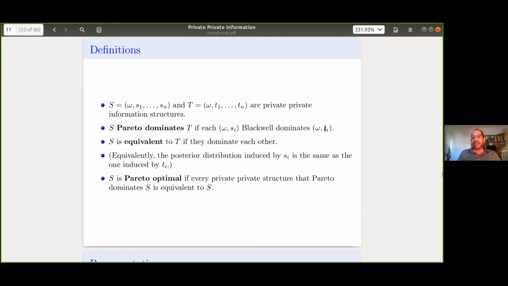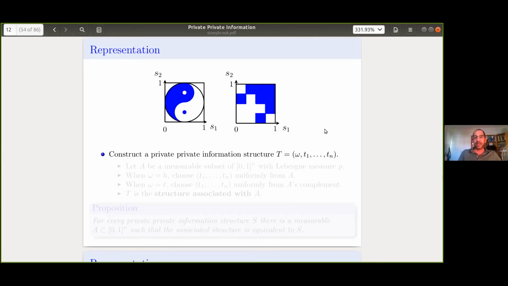And I'm going to say that S is Pareto optimal if every private information structure that Pareto dominates S is equivalent to S. So there's nothing that strictly dominates S. So this is sort of the usual notion of Pareto optimality, or the Pareto frontier, or Pareto efficiency. Okay, but the important part is that this is just from the point of view of each individual agent. You cannot make all agents happier by giving them all Blackwell dominant signals. So that's what it means for a structure to be Pareto optimal.